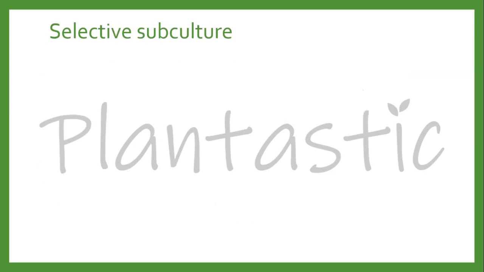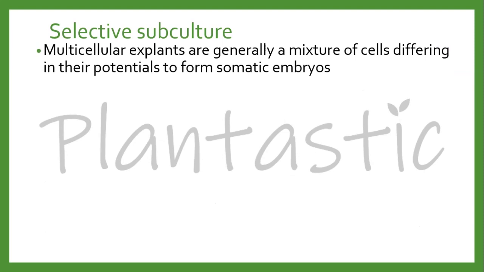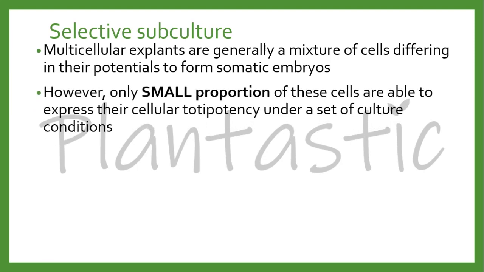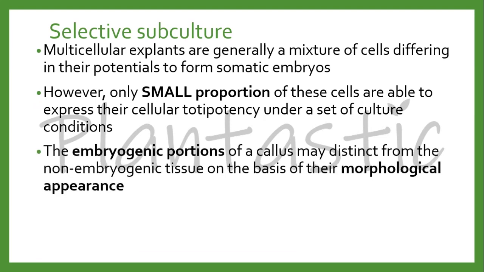Subsequently, we need to do the selective subculture, whereby the multicellular explants are generally a mixture of cells differing in their potential to form somatic embryos. However, from a big portion of callus, only a small proportion of cells are able to express their cellular totipotency under a set of culture conditions. Therefore, we need to pick up the potential cells, subculture them, and then proliferate them.